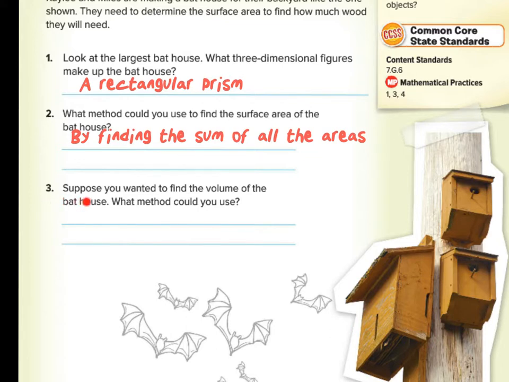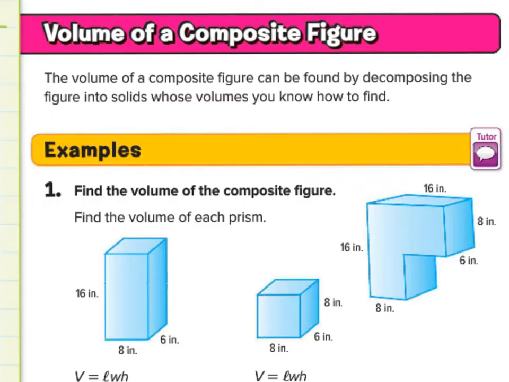Number 3, suppose you wanted to find the volume of the bat house. What method could you use? We could use the formula volume equals length times width times height, and that would tell us an approximate volume of this composite figure. So similar to how we were able to identify the area of composite figures, we can do the same for volume by deconstructing the composite figure. So the volume of a composite figure, a figure that's made of multiple different 3D shapes, can be found by decomposing the figure into solids whose volumes you know how to find. So rectangular prisms, triangular prisms, and so on.